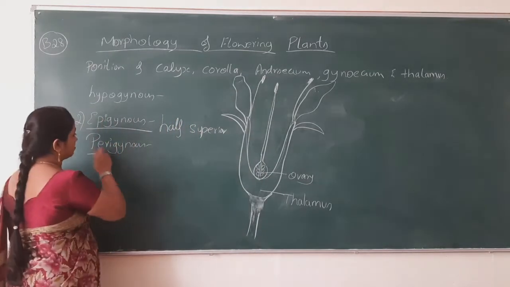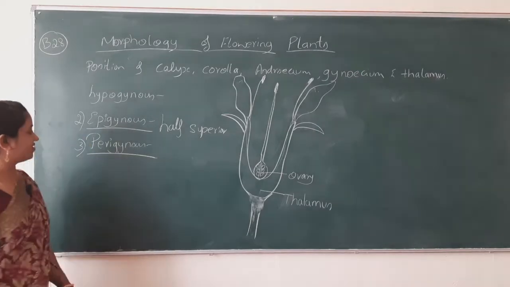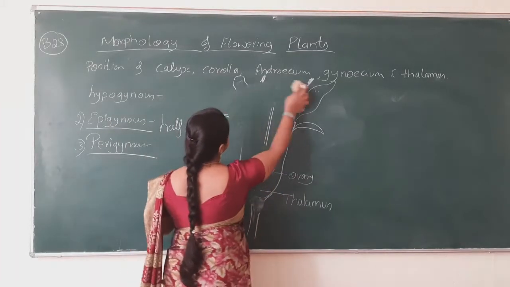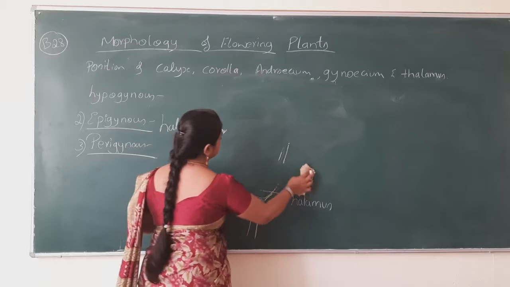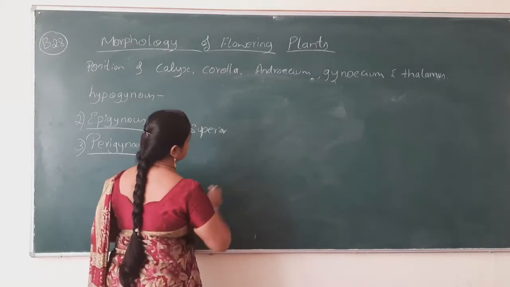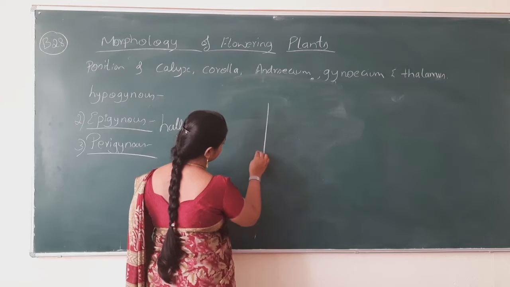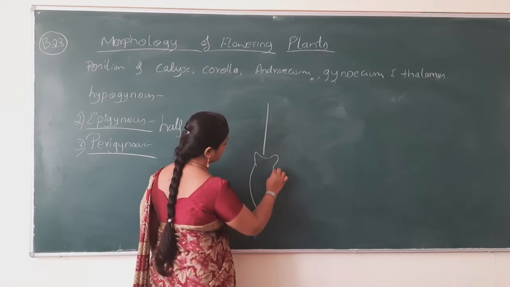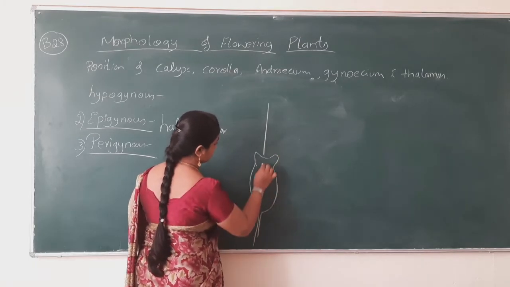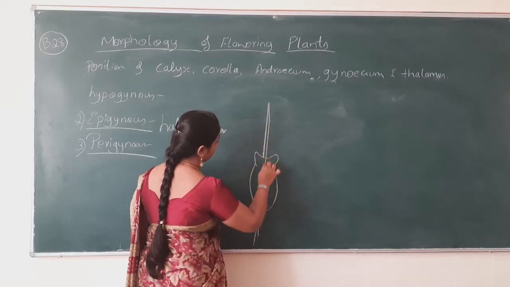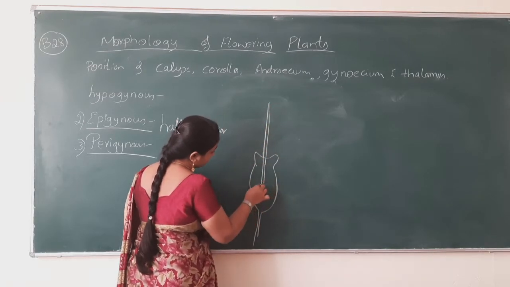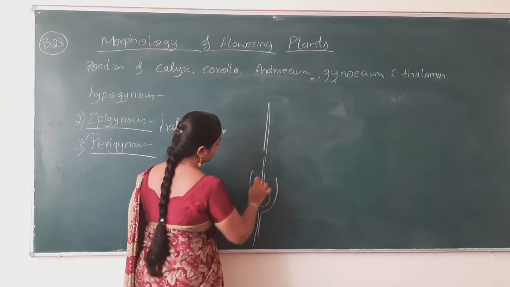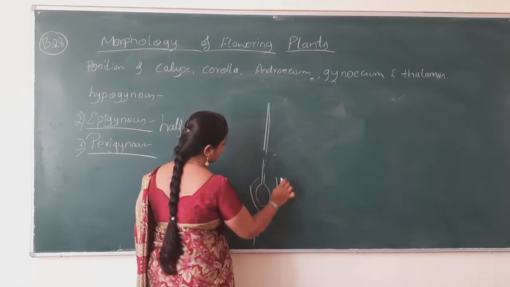And one more type is there. The name of the flower is perigynous. So this is the thalamus and ovary and all the other parts.